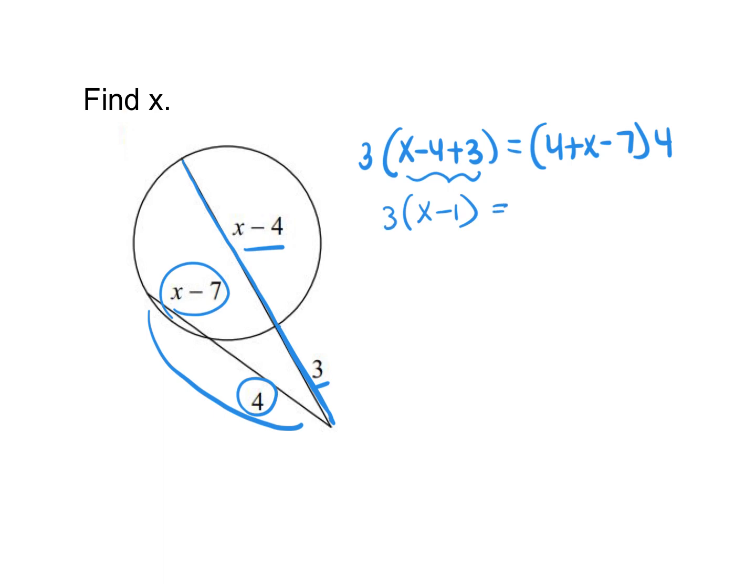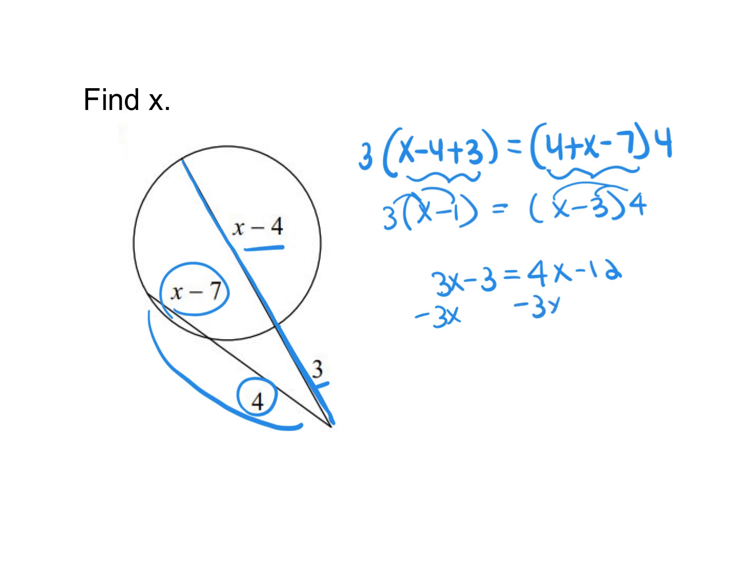When I combine what I have here, I have x minus 1. I'll have to distribute the 3. Here I have x minus 3. I'll have to distribute the 4. So I have 3x minus 3 is equal to 4x minus 12. And if I solve this for the x, what I'm going to get is 9 is equal to x. And it's just asking me to find x. If it would have asked me to find each of these values, of course, I'd simply plug that in.